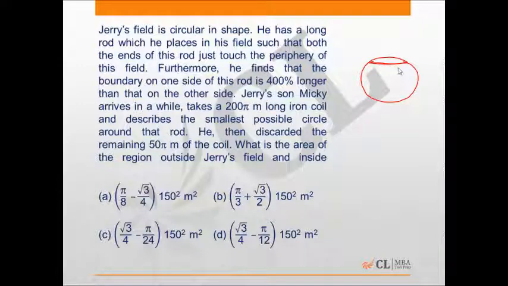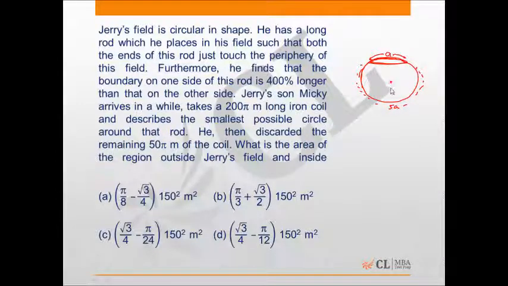Furthermore, he finds that the boundary of one side of the rod is 400% longer than the other side. So this boundary is 400% longer than this one. So if the perimeter of this boundary is A, then the perimeter of this boundary will be 5A.